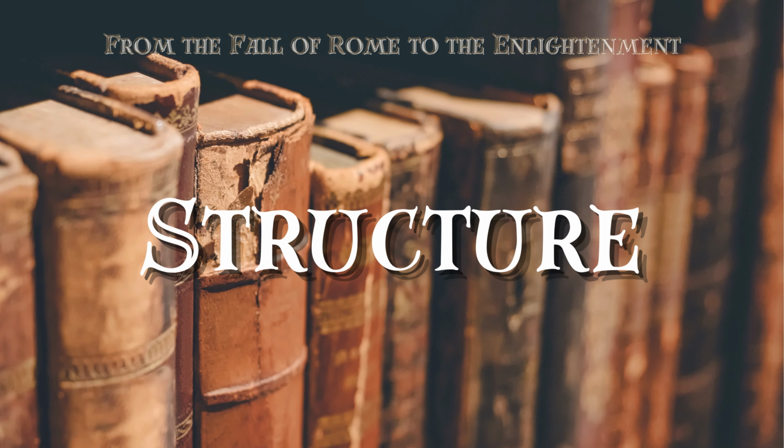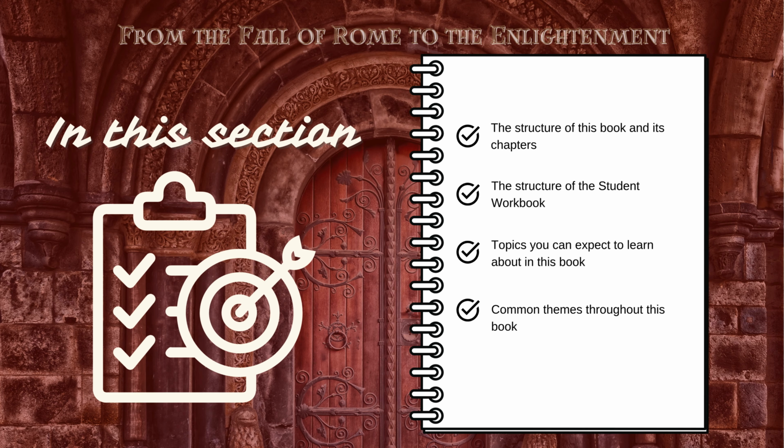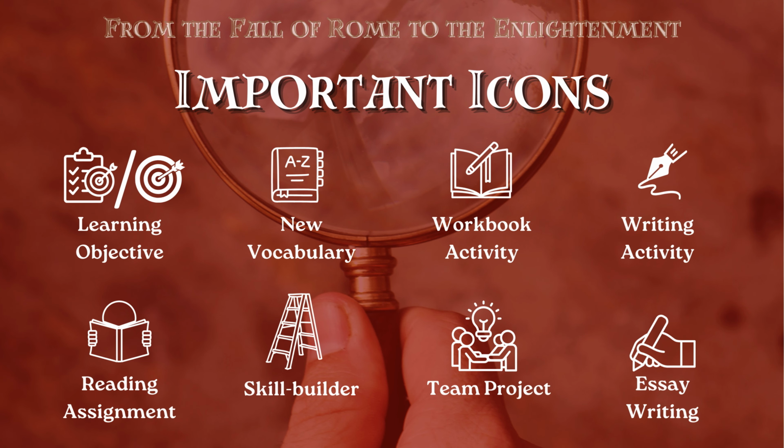Now, let's take a look at the structure of Book 2, From the Fall of Rome to the Enlightenment. In this section of the video, we're going to take a look at the structure of this book and its chapters, the structure of your student workbook, topics you can expect to learn about this year, and common themes found throughout the book. We'll start with some icons that you can expect to see throughout this book. These let you know if there is a workbook activity to complete, a project, a discussion, or other activities. You will find a reminder of what these icons mean in the introduction section of your workbook.